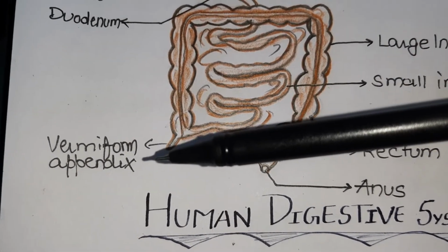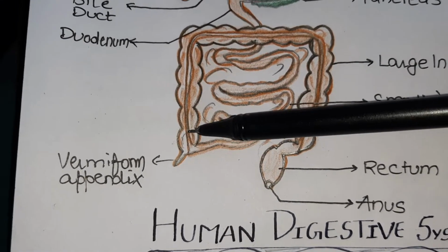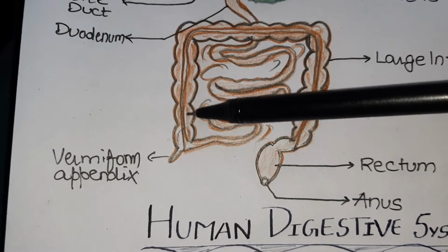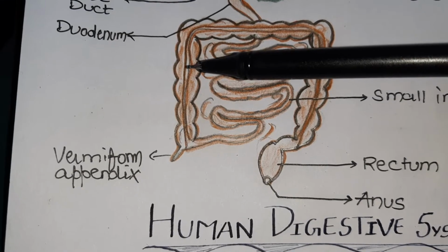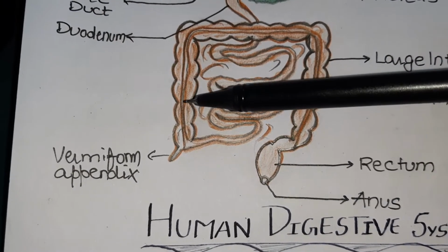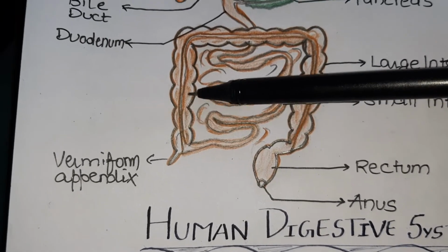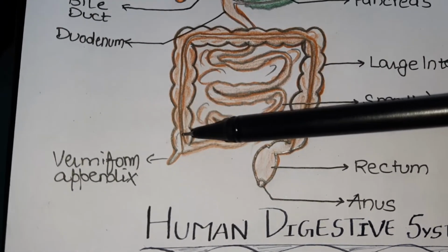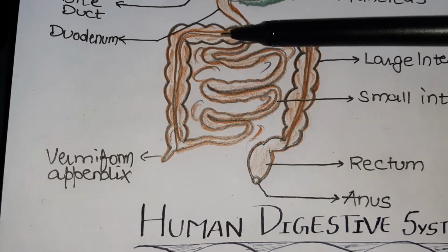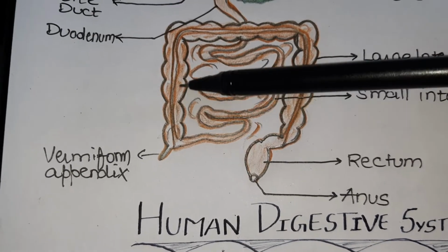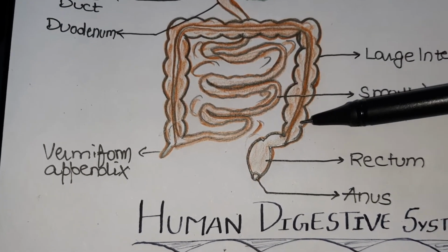Here in the large intestine, the undigested food reaches, and the water is reabsorbed from the undigested food. So slowly, with the peristaltic movement, the undigested food moves into the large intestine. Here this is the ascending colon, then this is the transverse colon, and this is the descending colon.